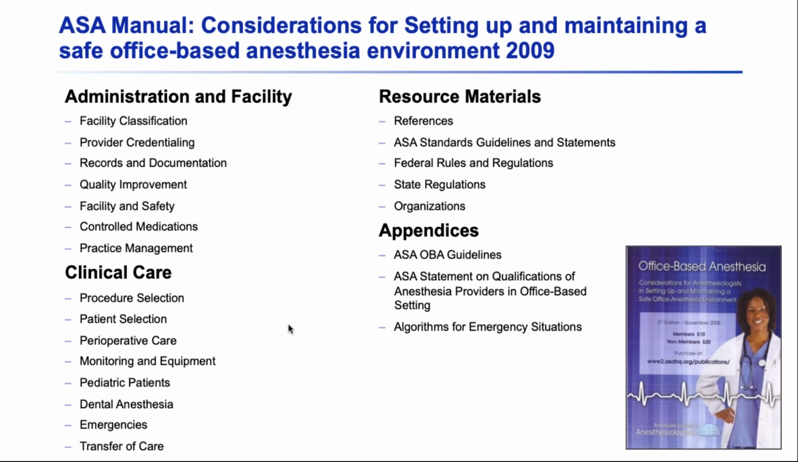In 2009, I was privileged to work with Beverly Phillip and Ricky Twersky, and we wrote the ASA manual on consideration for setting up and maintaining a safe office-based anesthesia environment. And the 4 areas that we worked on were administration of facility, clinical care, resource materials, and the appendices. And you see the guidelines.